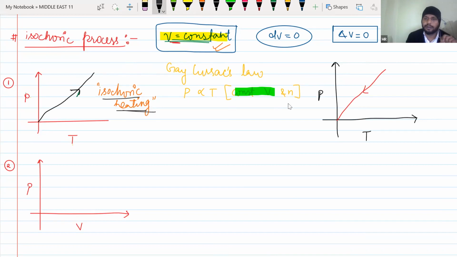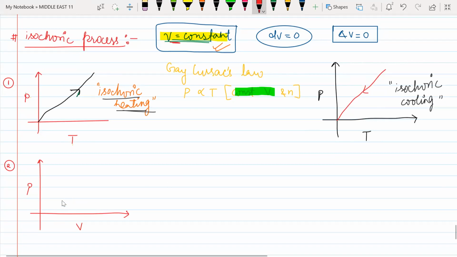and cooling. And here you can see it is an isochoric process, and temperature is decreasing, so isochoric cooling. Is that clear? Yes, sir. Now, what about this graph?